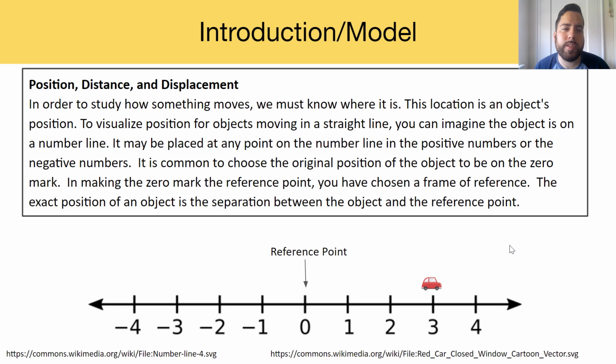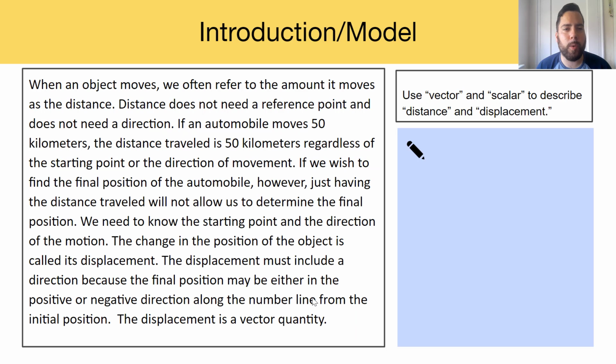Okay, so when we study how an object moves, it may be helpful to include a number line to help us visualize that vertical or horizontal one-dimensional motion. We can determine or choose a starting point, what we call a reference point, and that will help us to determine if our object actually changed its position. So what is the difference between distance and displacement?